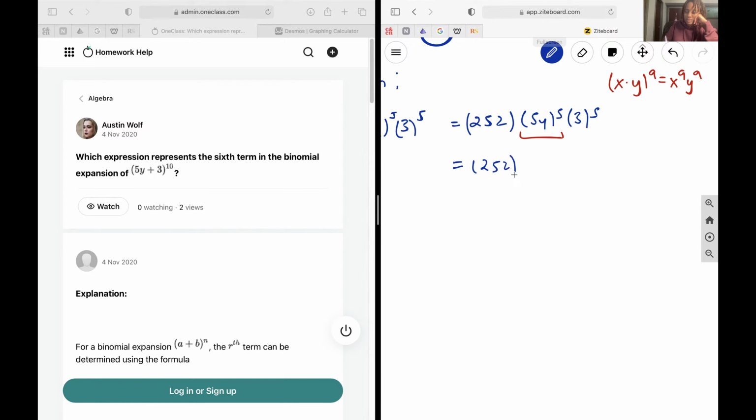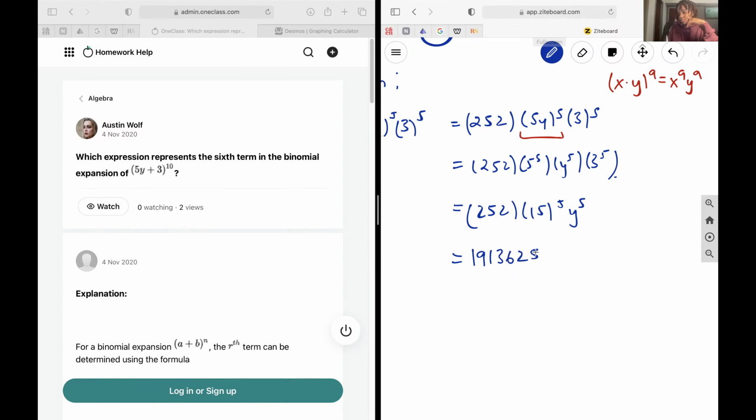So you get 252 by 5 to the power of 5, y to the power of 5, 3 to the power of 5. So 252 into, we're going to use the reverse to bring this 5 to the power of 5 and 3 to the power of 5. So this will become 15 to the power of 5, y to the power of 5. And then you're just going to multiply things out on your calculator, and you'll get 191362500 y to the power of 5. And that's going to be it for this one.